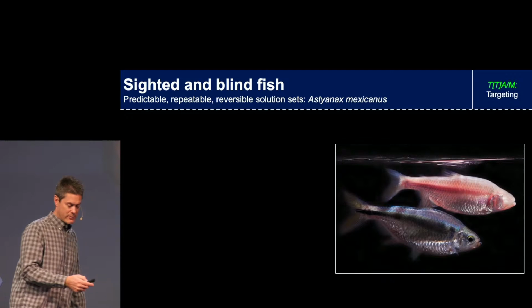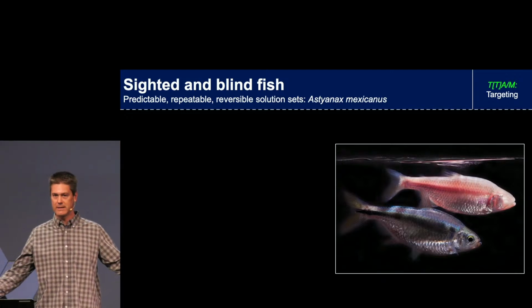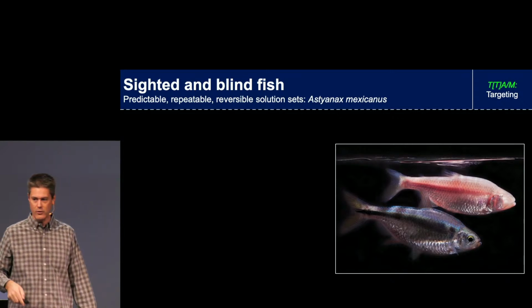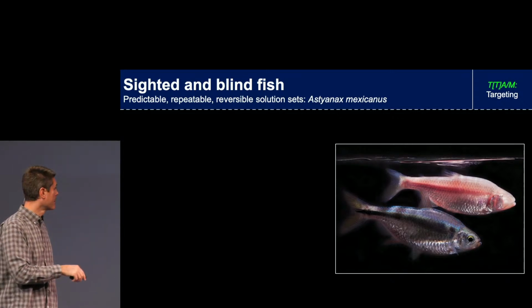Here's probably a famous example. You've probably heard of this one, blind cavefish, the Mexican tetras. Here's the blind one up here. You can see it doesn't have any eyes. I don't know if you can see that from there, but it doesn't have any eyes, and it's very light in color. And here's the sighted version of that fish that lives in the rivers nearby.